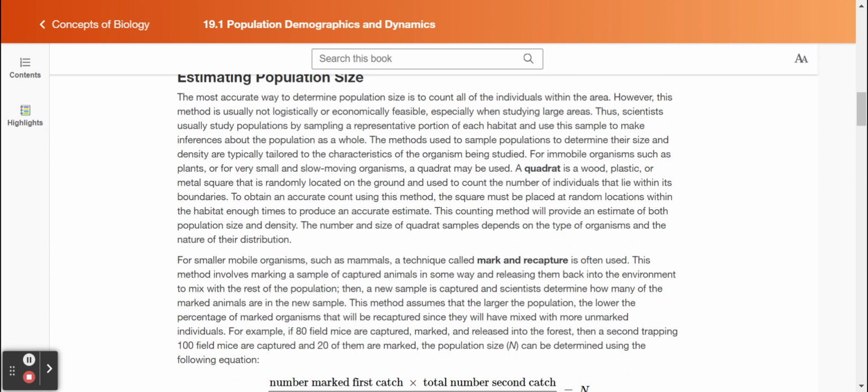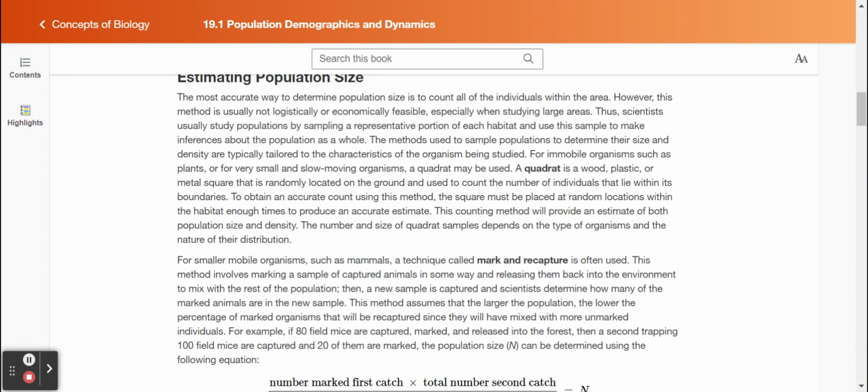Estimating population size. The most accurate way to determine population size is to count all of the individuals within the area. However, this method is usually not logistically or economically feasible, especially when studying large areas. Thus, scientists usually study populations by sampling a representative portion of each habitat and use this sample to make inferences about the population as a whole.